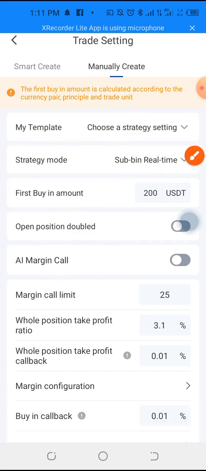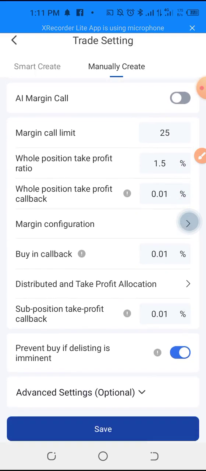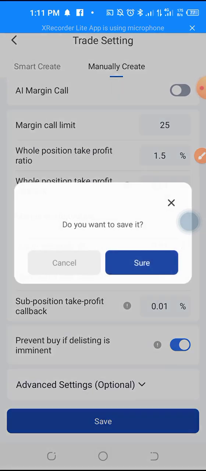If you have small capital like $200, don't go and do this. If you have $200, just put like $15 of first buying amount. If you have $300, put like $20 first buying amount. Don't do what I'm doing. So I'll come here, change this to 1.5 because I want the coin to sell fast. Then I'll click save.